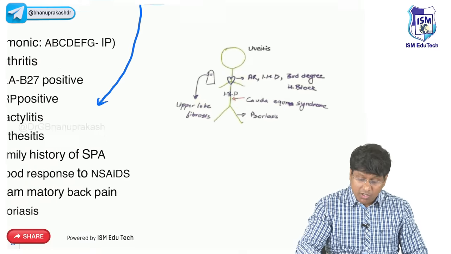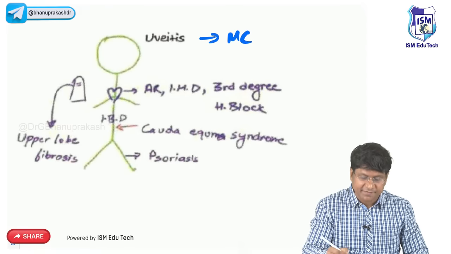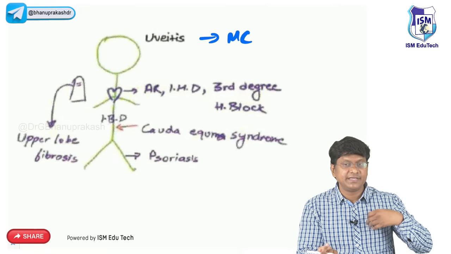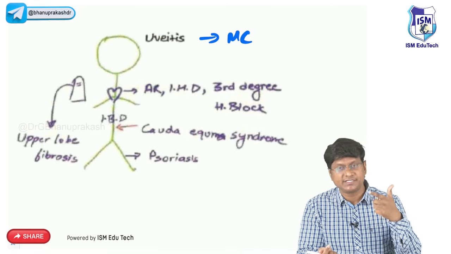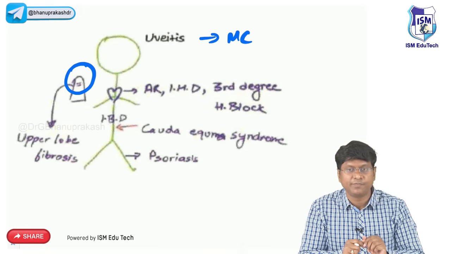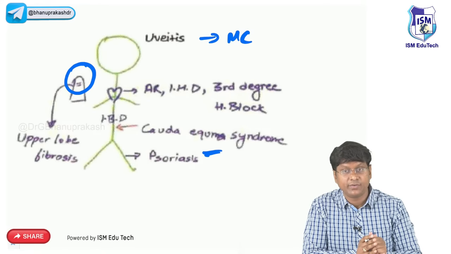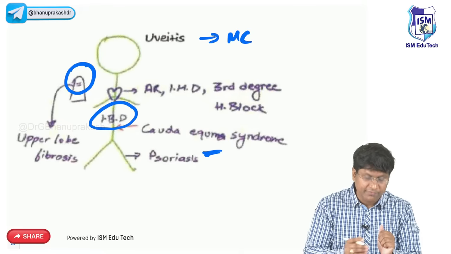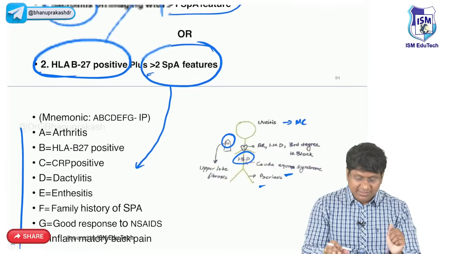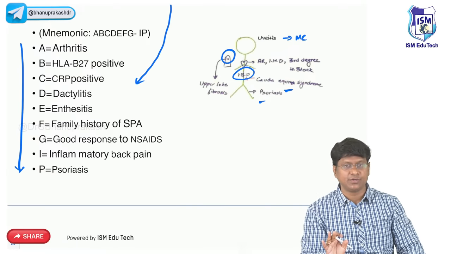there are also extra-articular manifestations. The most common extra-articular manifestation is uveitis, that is anterior uveitis. Cardiac involvement will be there, in the form of aortic regurgitation, ischemic heart disease and third degree AV block. Lung involvement will be there, in the form of upper lobe fibrosis of the lung. Spine involvement in the form of cauda equina syndrome. GIT involvement in the form of inflammatory bowel disease. And skin involvement in the form of psoriasis. So these are the extra-articular manifestations in patients with ankylosing spondylitis.